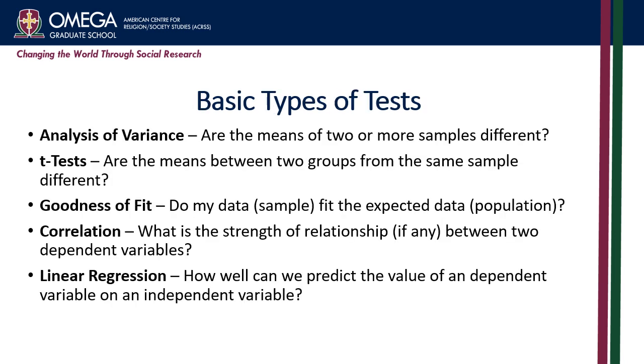At the beginning of this tutorial, we introduced some of the basic types of tests. Let's just review those again. Analysis of variance is for comparing the means of 2 or more samples. T-tests are for comparing the means between 2 groups from the same sample. Goodness of fit is to see whether or not the sample data fit the expected data of the population. Correlation is to determine the strength of relationship between any 2 dependent variables. And a linear regression is for predicting the value of a dependent variable on the basis of an independent variable.